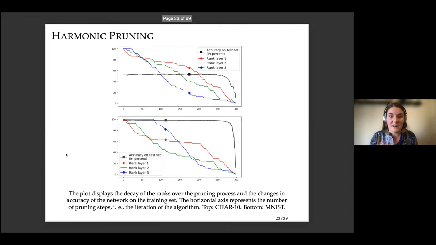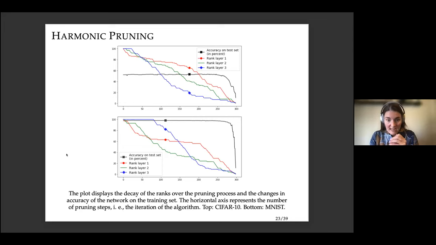So what we'll see here are some plots of doing this to two different trained networks. The top network is trained on CIFAR-10. This is still relatively simple: you've got 10 different classes like cat and dog and boat, and you're trying to classify them.